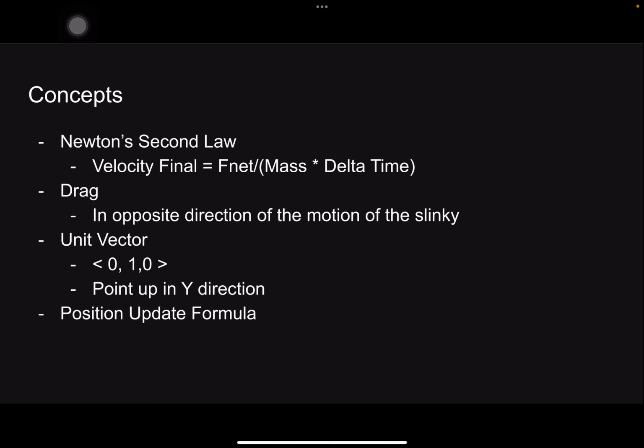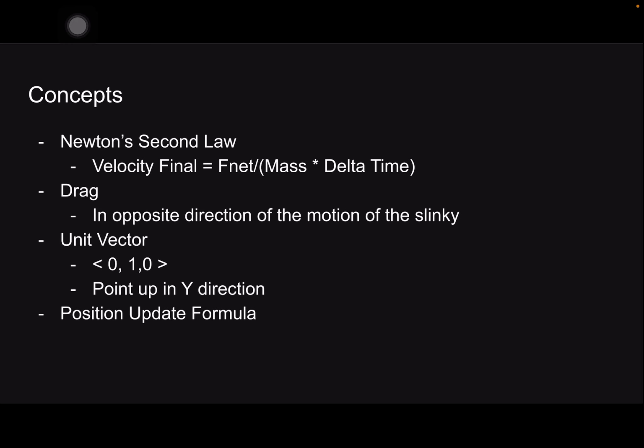So, some key concepts that we have to know before going into this lab. We have to know Newton's second law because it updates our final velocity. And in our code, you'll see we have to keep updating it at every position to have accurate data. We also need to understand drag. Drag is in the opposite direction of the motion of the falling Slinky, which means it can slow down our Slinky. If this isn't taken into consideration in our code, that's how data can be severely skewed.